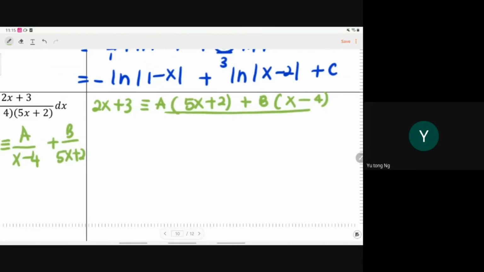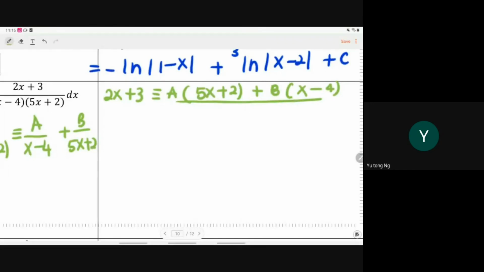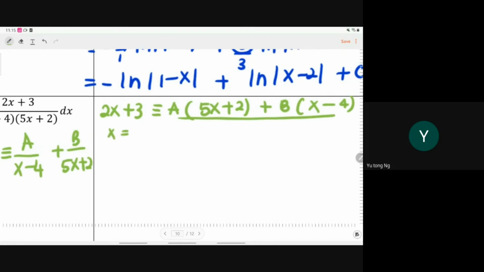Okay. So for A, kalau kita nak cari A, that means kita kena masukkan constant yang akan cancelkan B. Okay, which is kalau kita nak cancelkan B, jadikan dia kosong, kita gantikan X equals to 4. So you will get your A lah. Okay, so when X equals to 4, okay, so 8 plus 3, 11 equals to your A, which is 5 kali 4, 20, 20 tambah 2, so 22. Okay, equals to A. So you plus B jadi kosong. Alright, so your A equals to 1 over 2.